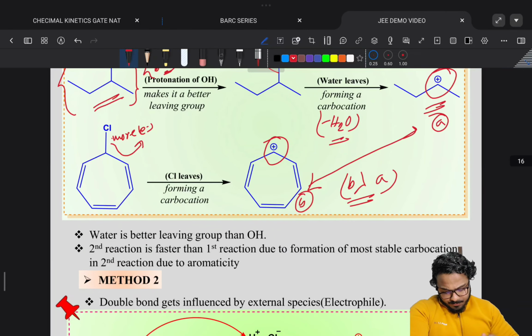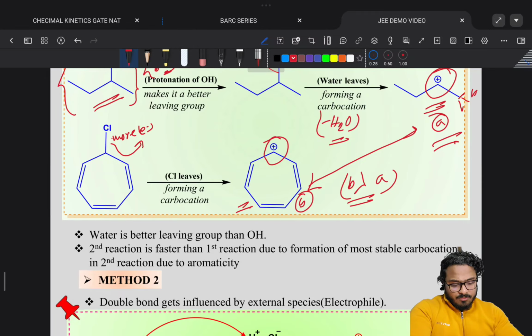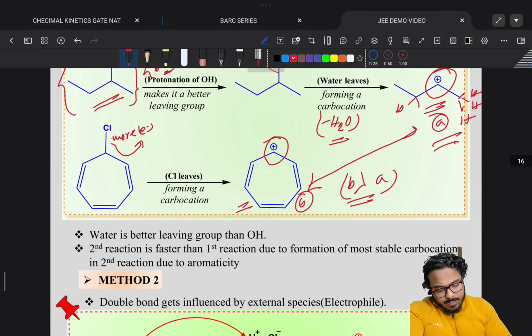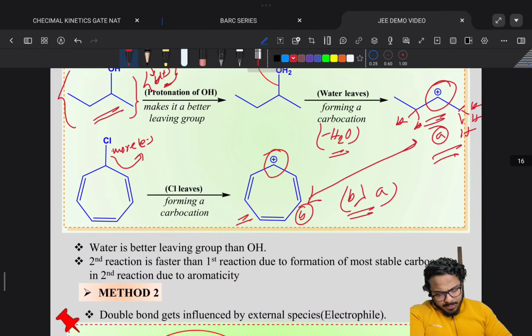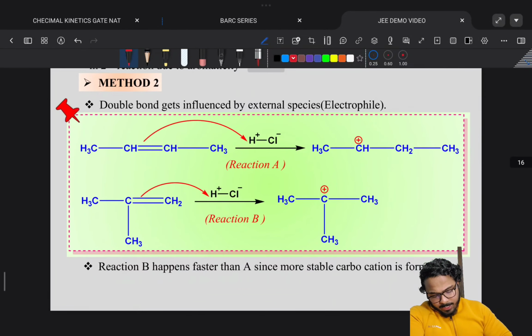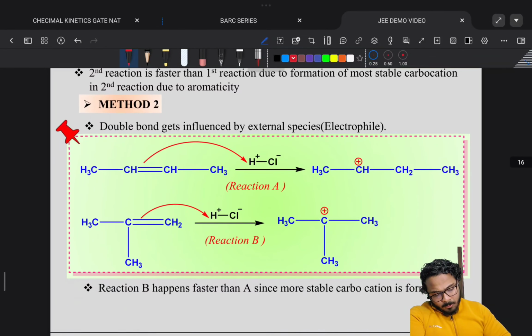As you can see here, the delocalization of pi electrons is present, and here it is not. Here just 5 alpha hydrogens are present, as you can see, here is 3 and here is 2. So 5 alpha hydrogens can be present. Based on this, this B carbocation is much more stable. And this is method 2.